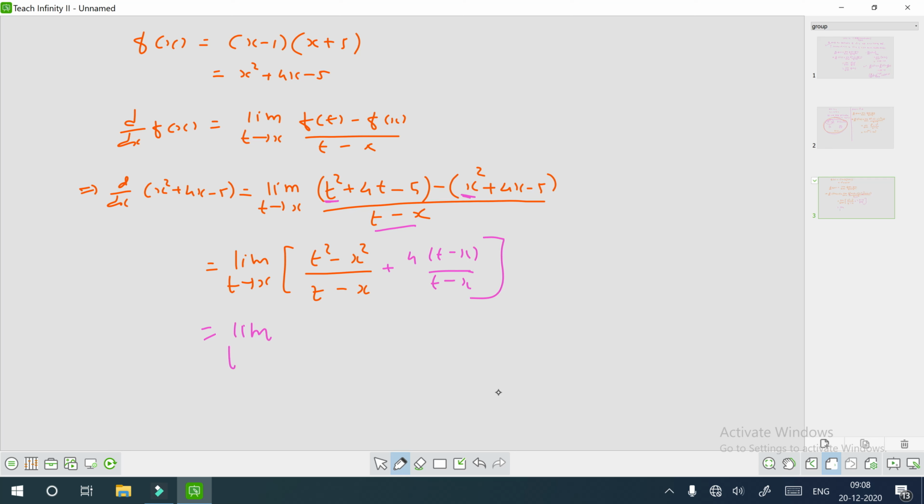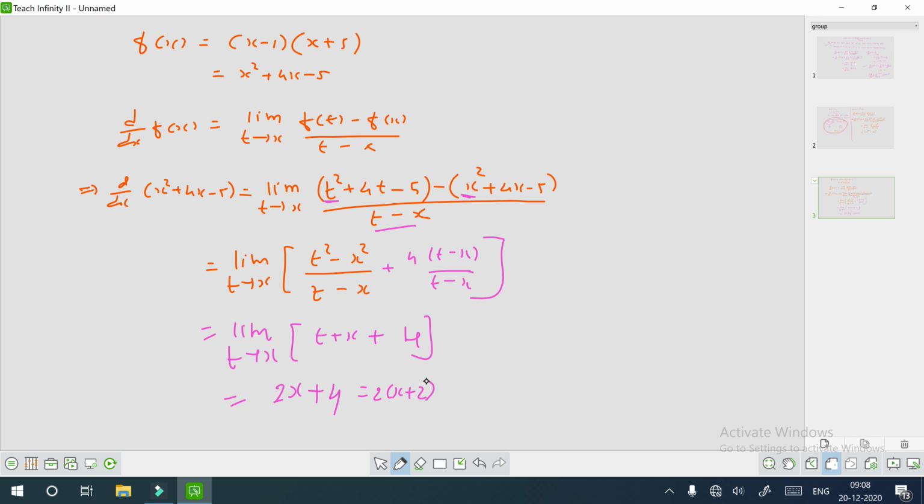So that is equal to limit t tends to x, here you get t plus x, here you get only 4, rest of the part gets cancelled. Put the limit to x plus 4, the limit of a constant term is the constant. So the answer comes out 2 into x plus 4. You can take 2 common also, 2 times x plus 2, not 4.